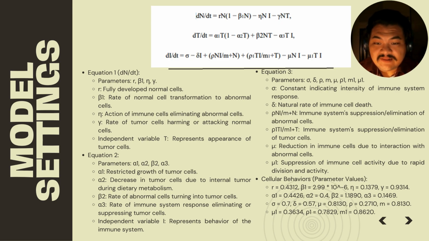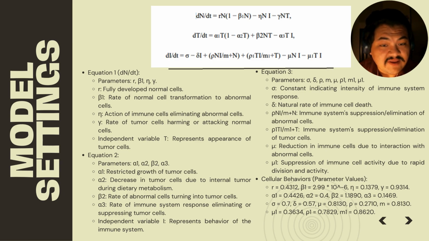So each parameter is distinguished by having its own function. So for example, r is for the concentration of fully developed normal cells, beta 1 is for the rate of normal cell transformation, etc. Whereas equation 2 is for tumor cells. So it is delineated as dT/dt, capital T. And the parameters are alpha 1, alpha 2, beta 2, and alpha 3, such as restricted growth of tumor cells, decrease in tumor cells due to internal tumor dietary metabolism, etc.